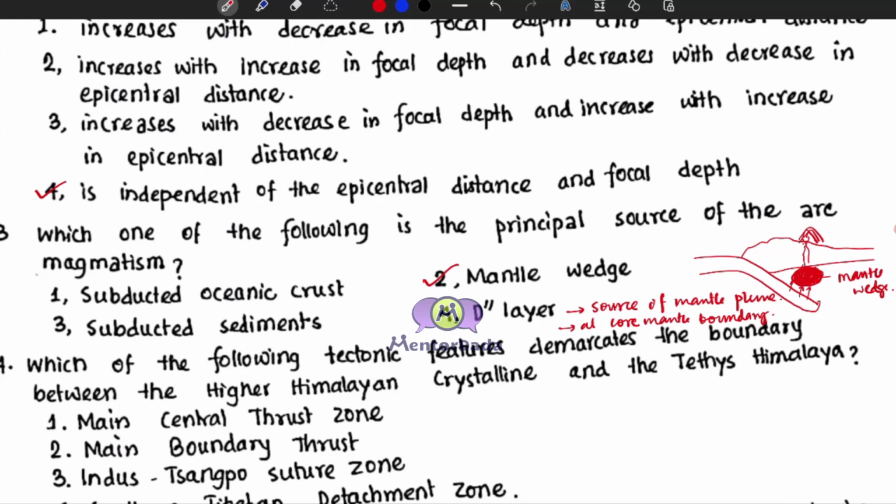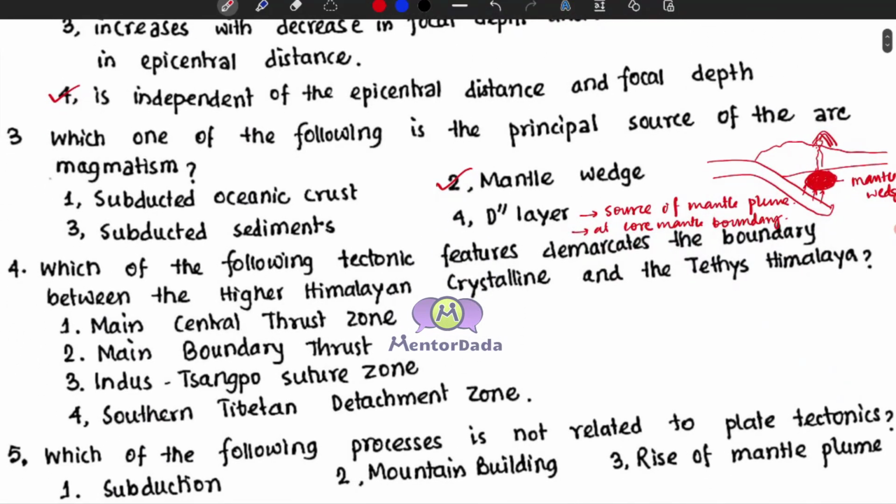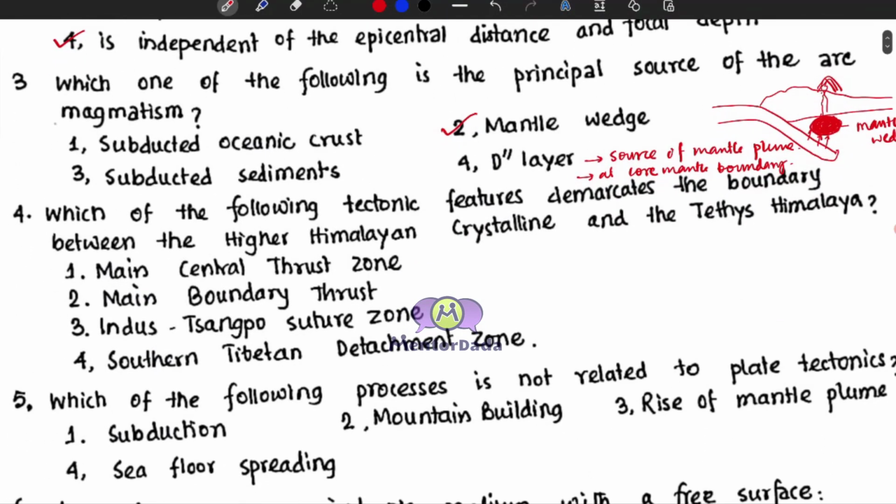Now move to question number 4. Which of the following tectonic features demarcates the boundary between the Higher Himalayan Crystalline and Tethys Himalaya? Option 1 is the Main Central Thrust zone. Option 2, Main Boundary Thrust. Option 3, Indus-Tsangpo Suture Zone. Option 4, Southern Tibetan Detachment zone.